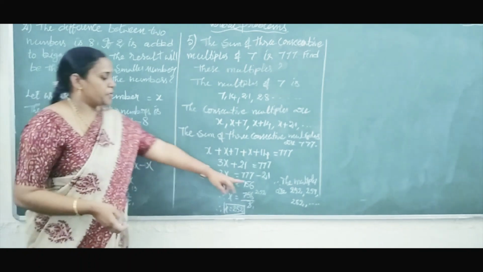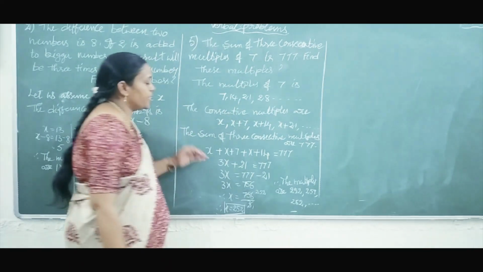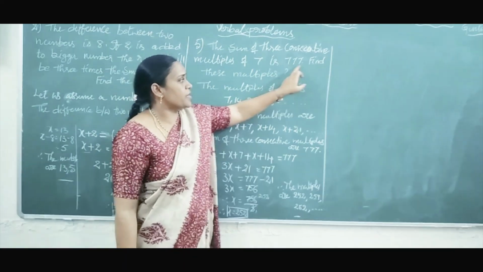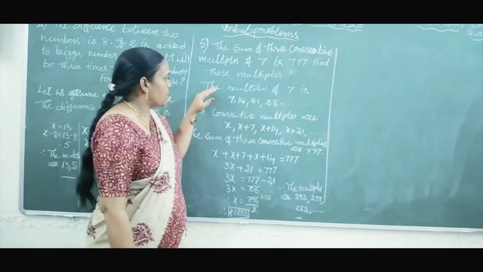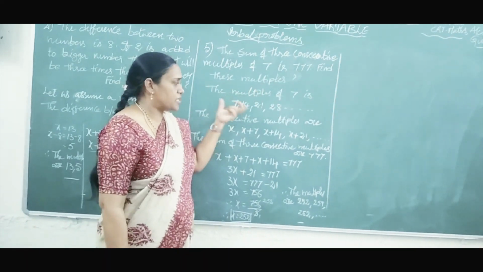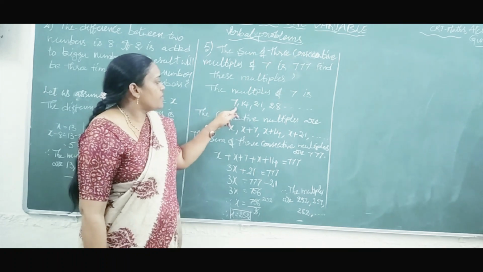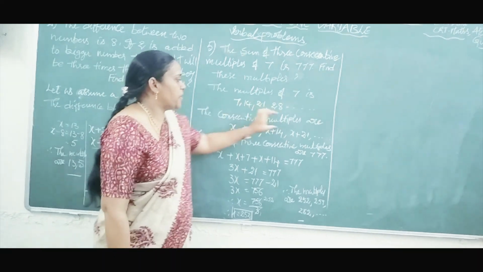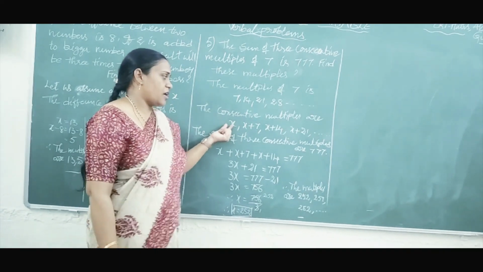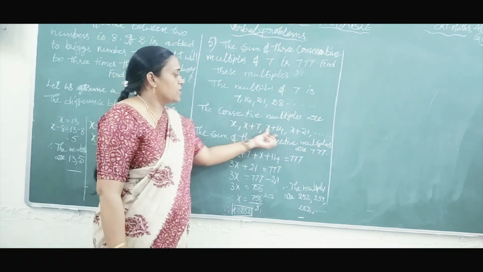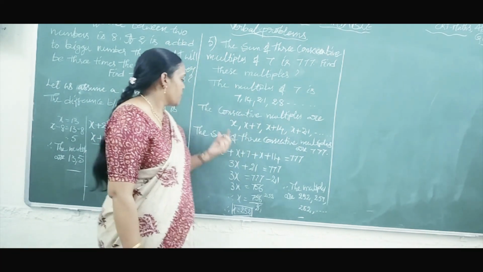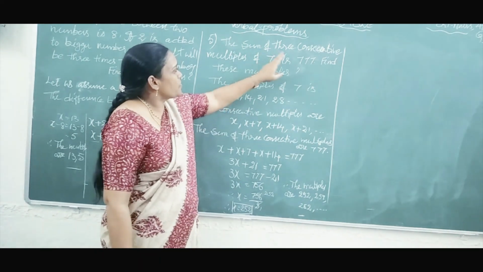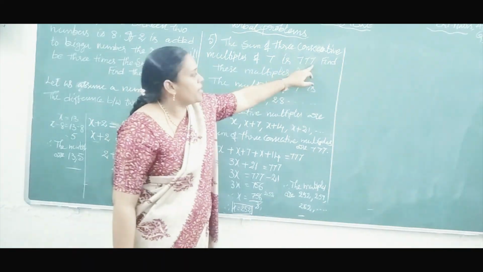Okay? See again. The sum of 3 consecutive multiples of 7 is 777. Find these multiples. The multiples of 7, we first write: 7, 14, 21, 28 and so on. Now we have to write the consecutive multiples of 7. Consecutive multiples means you have to write x, x plus 7, x plus 14. The sum of 3 consecutive multiples of 7 is 777. Now take the first 3 multiples.